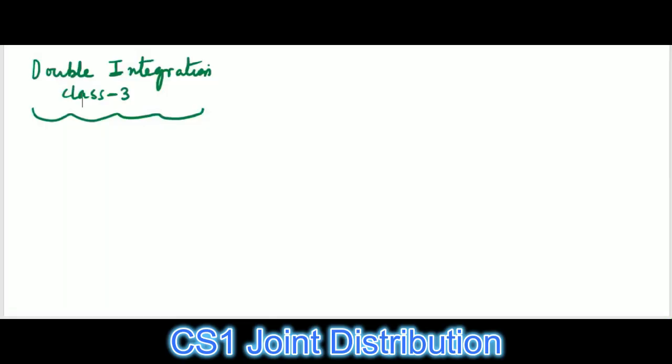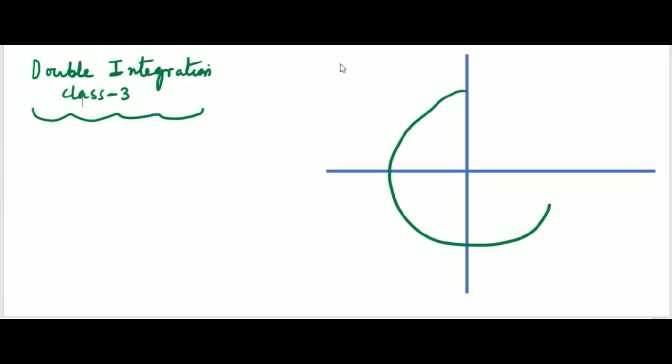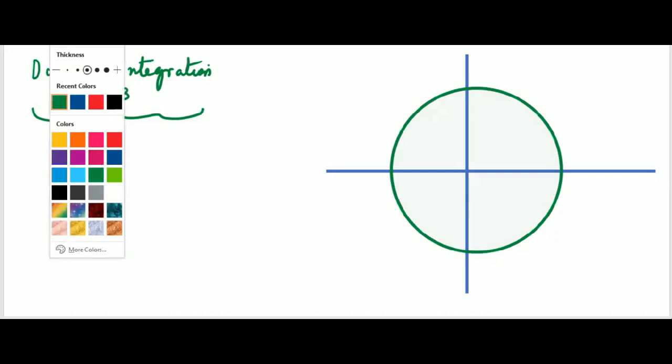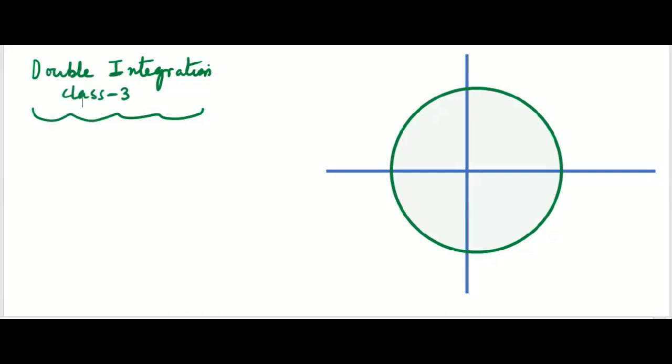Now we'll try to find the area of a circle using double integration. Suppose I want to find the area of a circle. Then I have to find the first part and then multiply by 4. This part will find the area, and then we'll multiply by 4. We'll get the whole area. We'll come back to this, but before that, I have to introduce another thing.